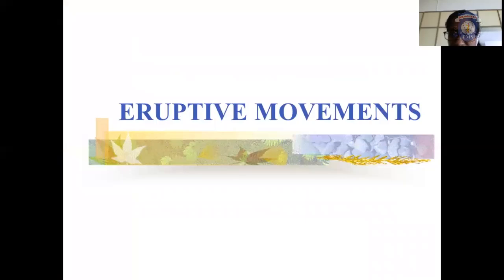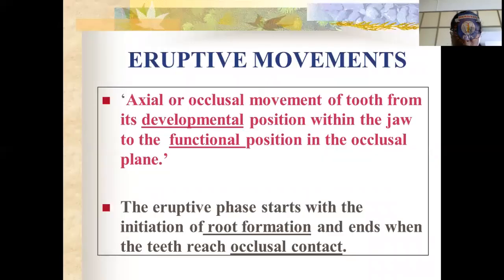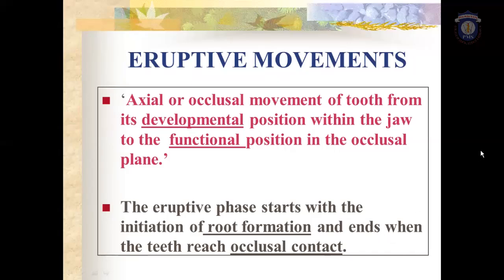Now, for a detailed look, eruptive movements can be defined as the axial or occlusal movement of the tooth from the developmental position within the jaw to the functional position in the occlusal plane. The eruptive phase starts with the initiation of tooth development and ends when the teeth reach the occlusal plane, or the occlusal contact, when it comes into contact with the opposing tooth.